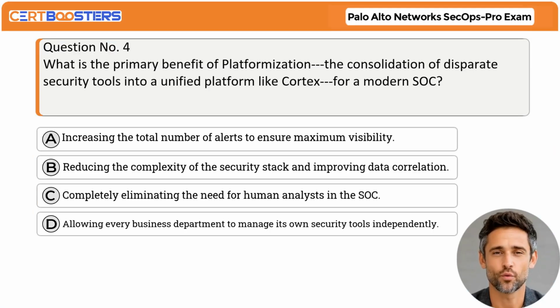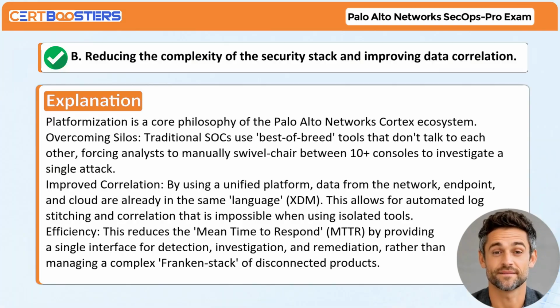Question number 4. What is the primary benefit of platformization, the consolidation of disparate security tools into a unified platform like Cortex for a modern SOC? A. Increasing the total number of alerts to ensure maximum visibility. B. Reducing the complexity of the security stack and improving data correlation. C. Completely eliminating the need for human analysts in the SOC. D. Allowing every business department to manage its own security tools independently. Correct answer, B. Reducing the complexity of the security stack and improving data correlation.